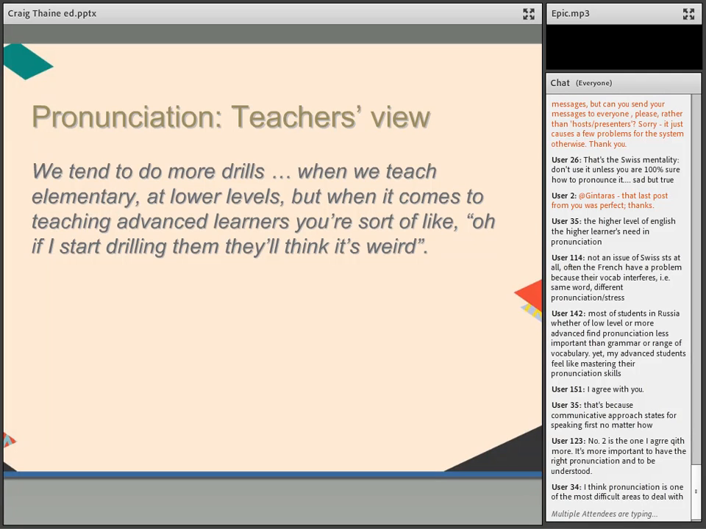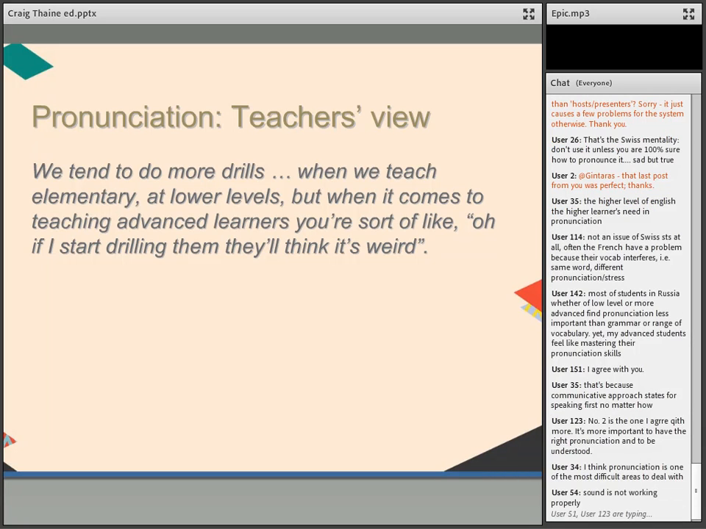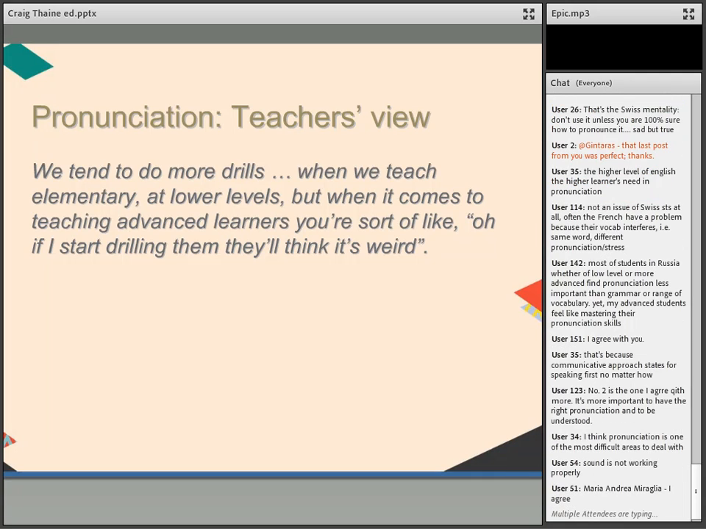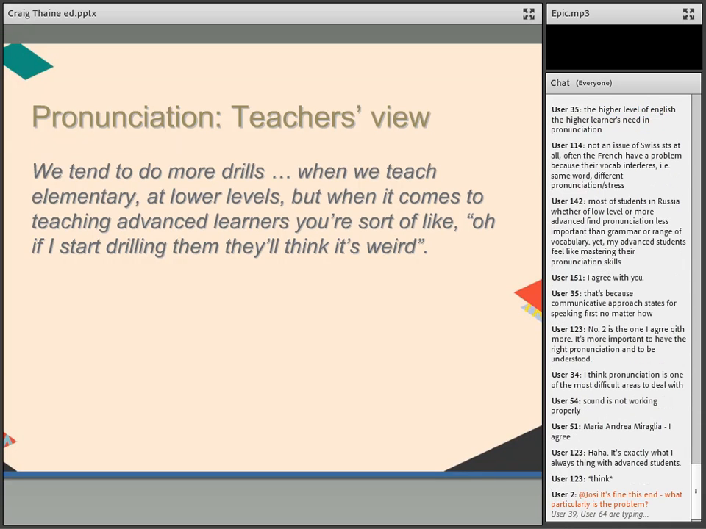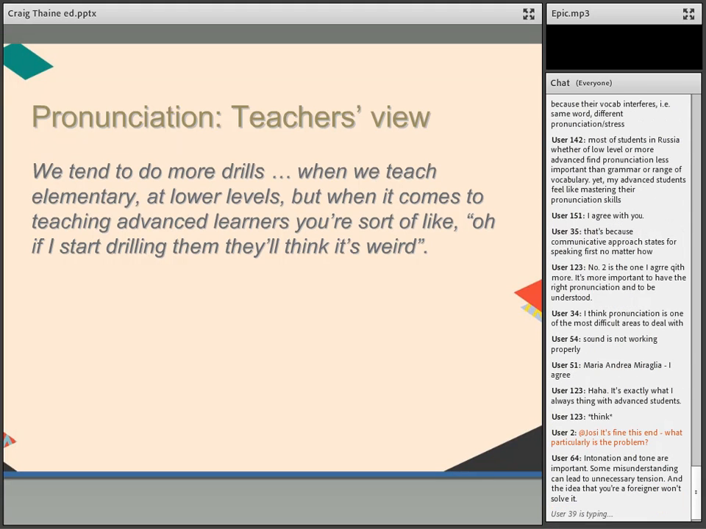So one teacher said, we tend to do drills at lower levels, elementary levels, but when it comes to teaching advanced levels, you feel if I start drilling them, it's a little bit weird. And interestingly enough, the advanced level learners that I spoke to, the 5 learners, actually didn't have a problem with being drilled. They felt quite comfortable with the idea of repeating language in a controlled way. Obviously complex language, and they wanted to focus very much on stress and intonation, but they would have been quite happy to be drilled and to get feedback on their pronunciation in this way.